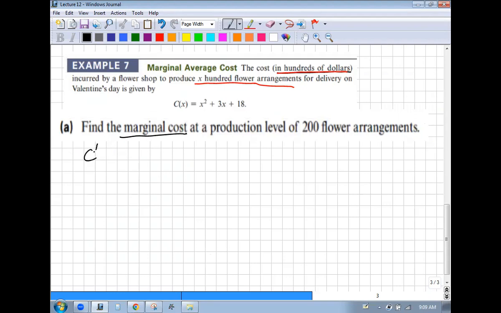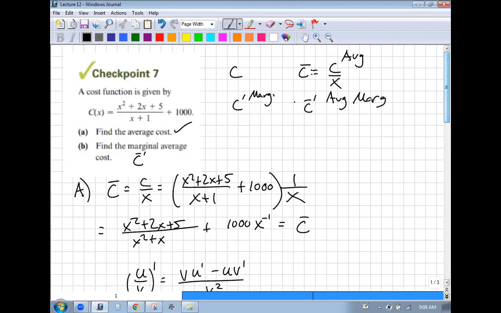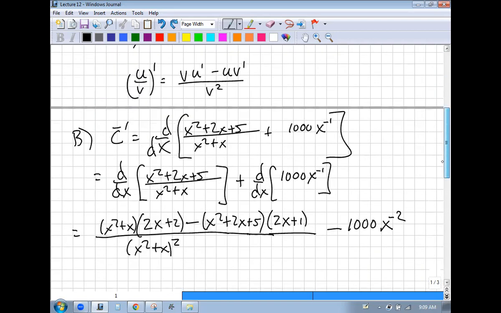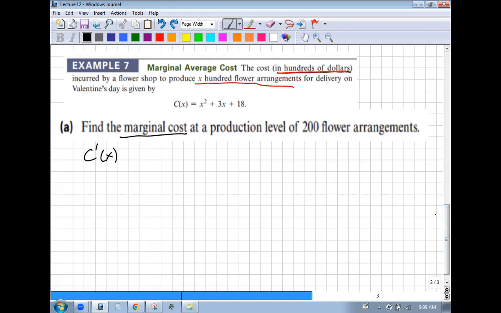That's C prime. We need to find C prime at 200. Right? So when you see marginal, that's just the derivative, okay? If it's marginal average, you have to do the bar as well, right? Remember, 4 different things going on here. Cost, average cost, marginal cost, and the marginal average cost. That's basically as complex as it's going to get this semester. Those 4 things, okay?